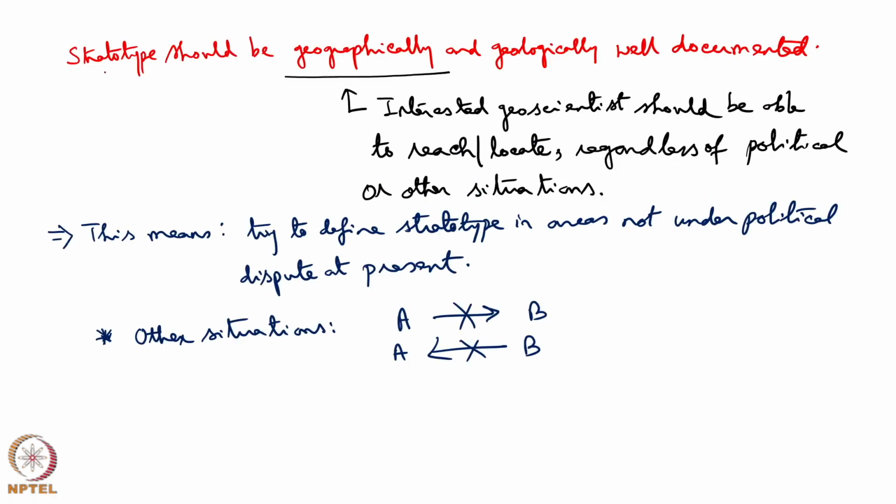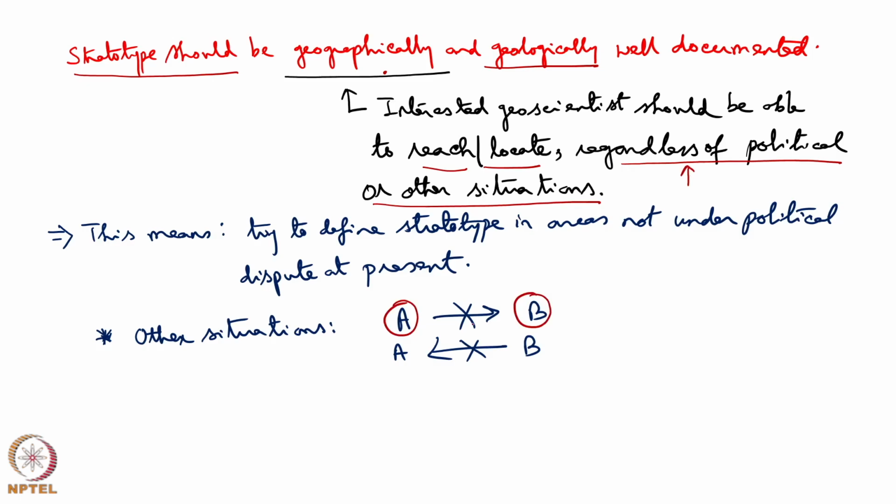The stratotype should be geologically and geographically well documented. Once we say geographically, interested geoscientists should be able to reach the spot, locate the spot regardless of the political or other situations, but this is not going to happen so easily. For example, there are two countries A and B, consider they are neighbors. Persons from A countries, geologists from A cannot visit country B, and country B people cannot visit country A. There are few such countries in the world at present.